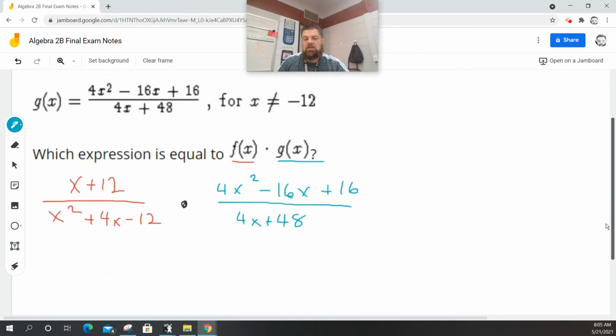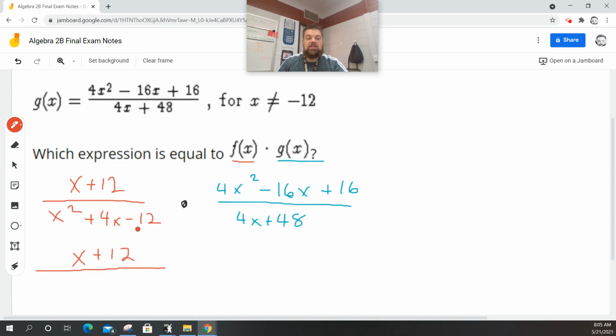Now, that seems really complicated to multiply out, but these problems are always rigged up for stuff to cancel out. So we just need to do what we call prime factorization. So first thing you do is factor everything. So x plus 12 is what we call prime. In other words, you can't factor it anymore.